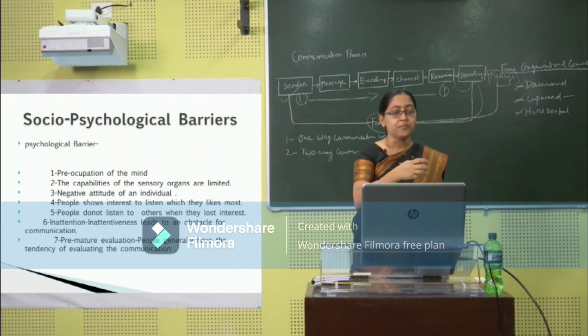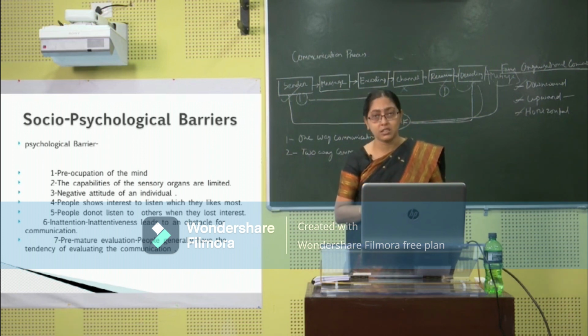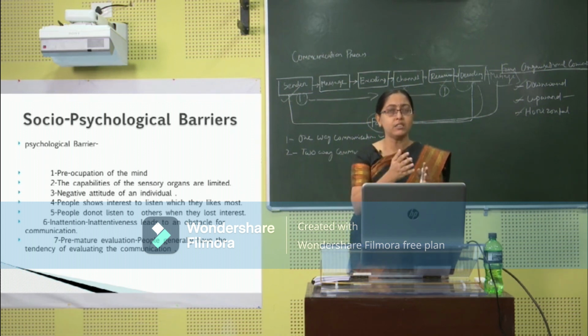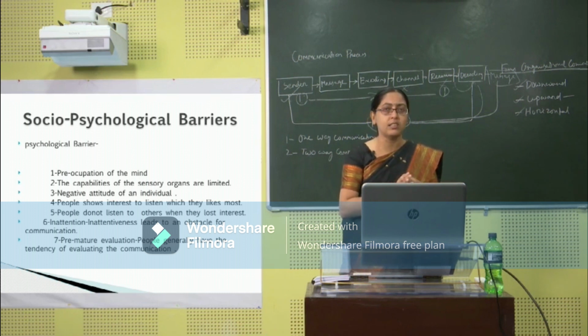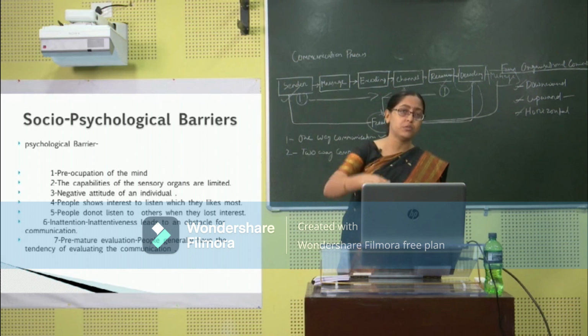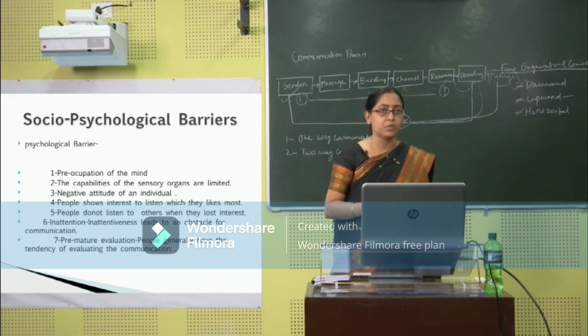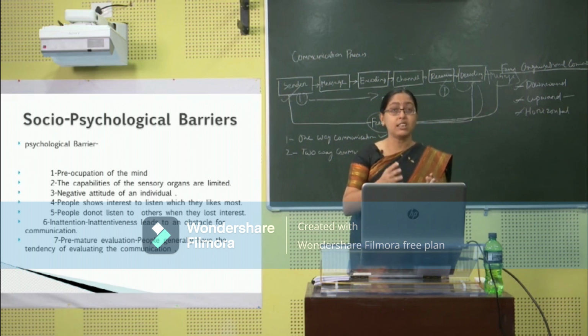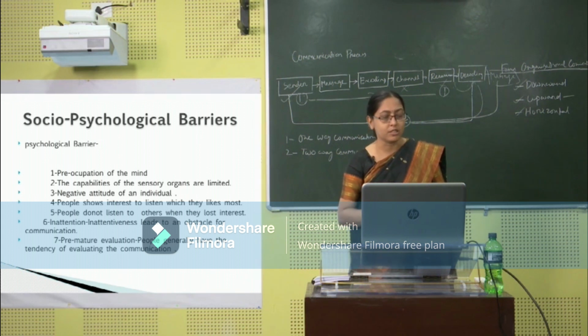So, the preoccupation of the mind is the greatest barrier when communication happens between two people. If one is in a preoccupied condition, he may not be able to express things properly, and he may not be able to receive the communication properly. That is called preoccupation of the mind, which is mentally not ready to accept the communication.